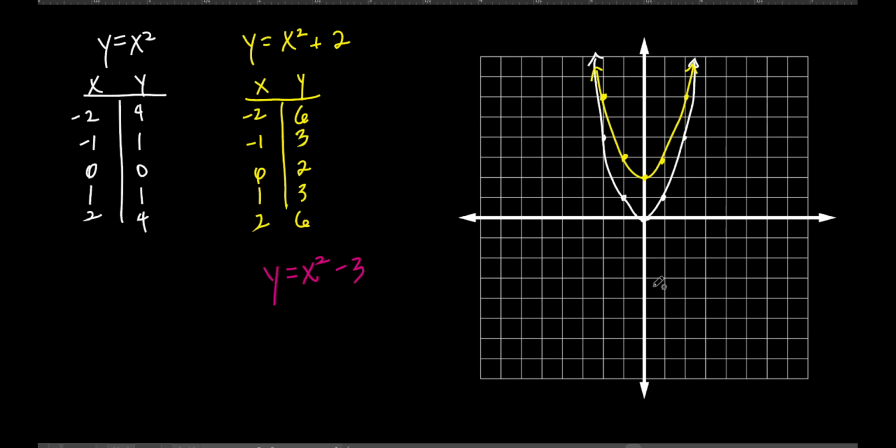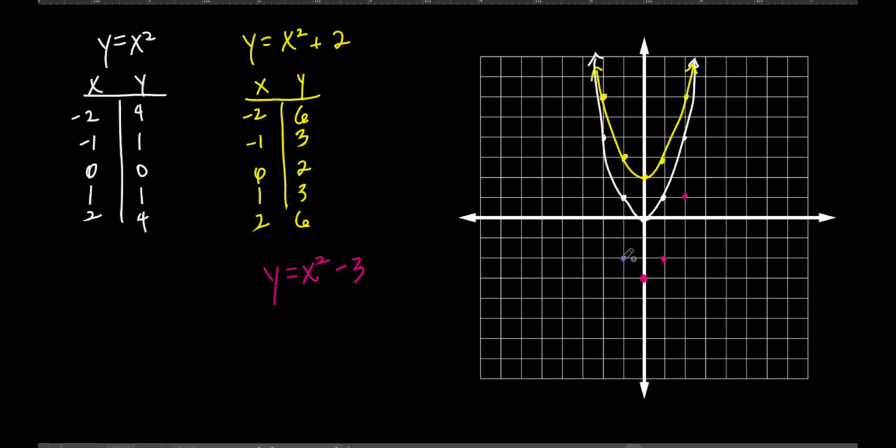1, 2, 3. Now, how did I get that shape? Well, I went over 1 and up 1, didn't I? I went over 2 from that starting point, right? So I went over 2 and up what? 1, 2, 3, 4. See what I'm doing? I'm just making the same exact shape, except it translated it. It moved it. It shifted it down 3 places.